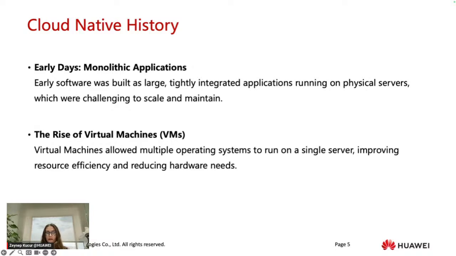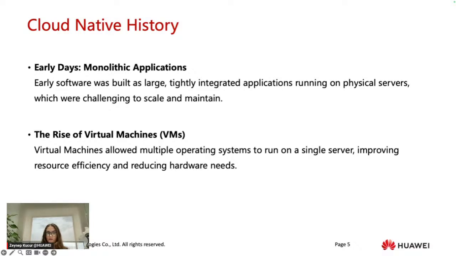So let's look at the history of cloud native. In the beginning, software was built in large all-in-one pieces called monolithic applications. Everything the application needed was tightly packed together in a single code base. These applications ran on physical servers that companies owned and managed themselves, which we call traditional IT. It required a lot of resources and effort to maintain, especially as the application grew. You had to maintain the infrastructure by yourself. You had to maintain the monolithic application. It's very hard to scale.